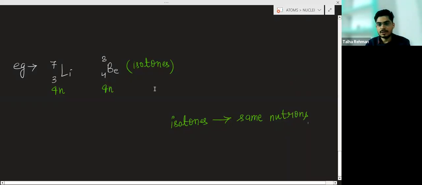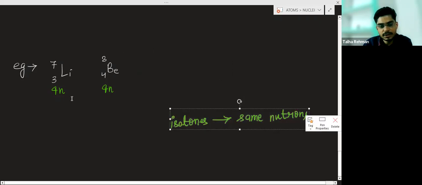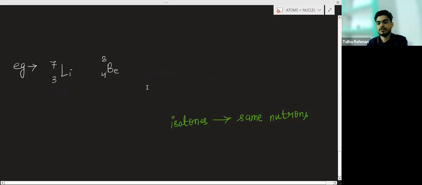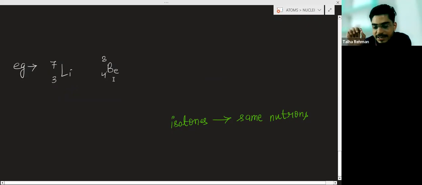Okay. Isotones will have the same number of neutrons. So we will check whether lithium and beryllium are isotones or not.